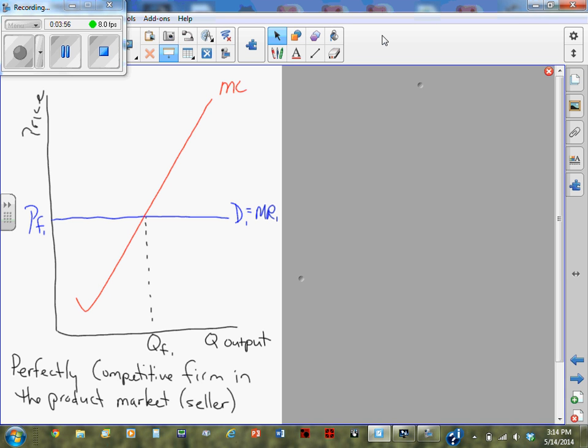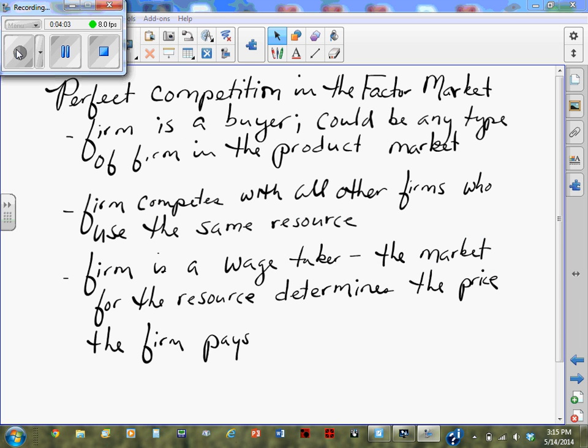We're now going to compare it to the perfect competitor in the factor market. In the factor market, a perfect competitor is a buyer, not a seller. And it's buying resources. So our perfect competitor in the factor market could be anything in the product market. It could be a monopoly. It could be a monopolistic competitor. It could be an oligopoly. It could be a perfect competitor. It doesn't matter. You can be any of those things and still be a perfect competitor in the factor market.